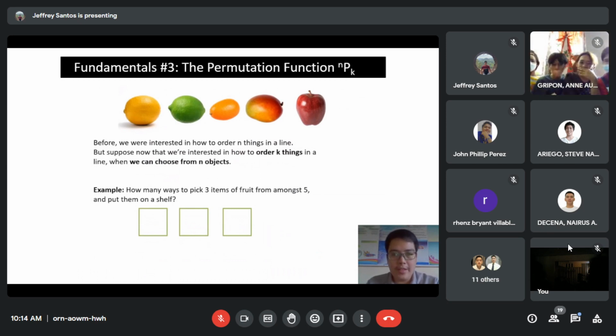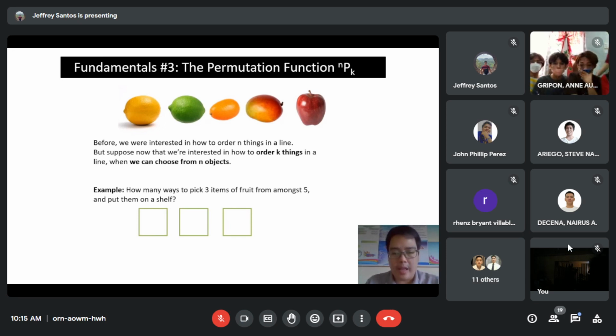So let us have the next one. Sabi dyan, fundamentals number 3, the permutation function, permutation of n taken k at a time. So before we were interested in how to order n things in a line, but now we are interested in how to order k things in a line when we can choose from n objects. By the way, di ba, in your junior high school or senior high school, I think you have discussed permutation. When we say permutation, it's considered on how we order things, di ba?